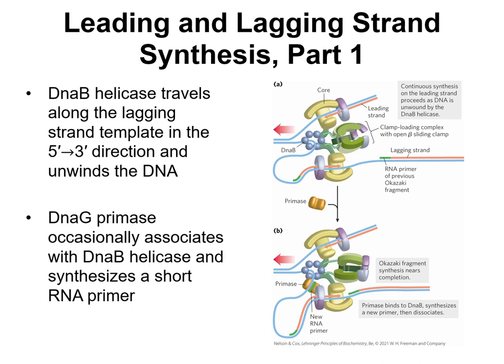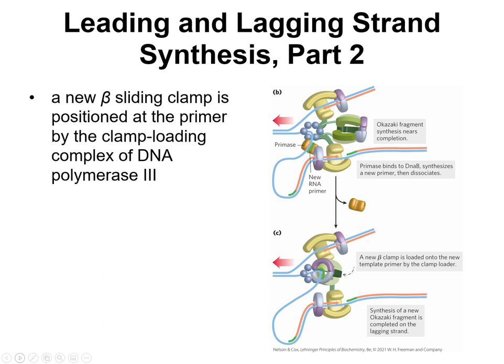Now we need to add on a new primer. So what happens is the primase will bind. And then we have to load on a new clamp and allow the core polymerase to bind again. So we're going to make a primer here. We make the primer, the polymerase will bind, and then happy day. The new clamp gets loaded on after the primase leaves.